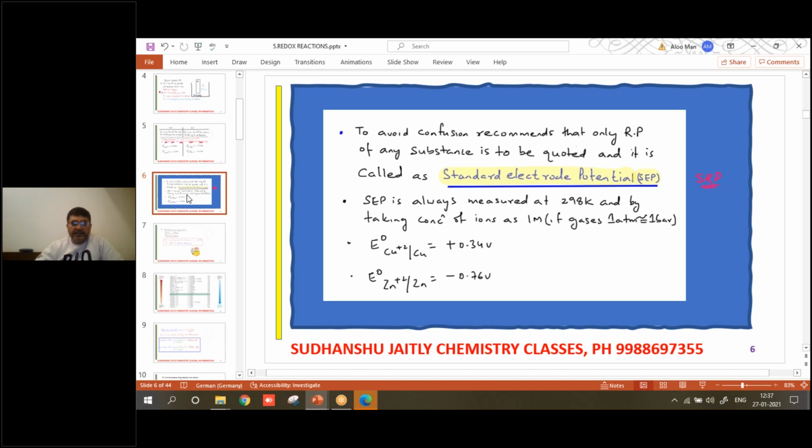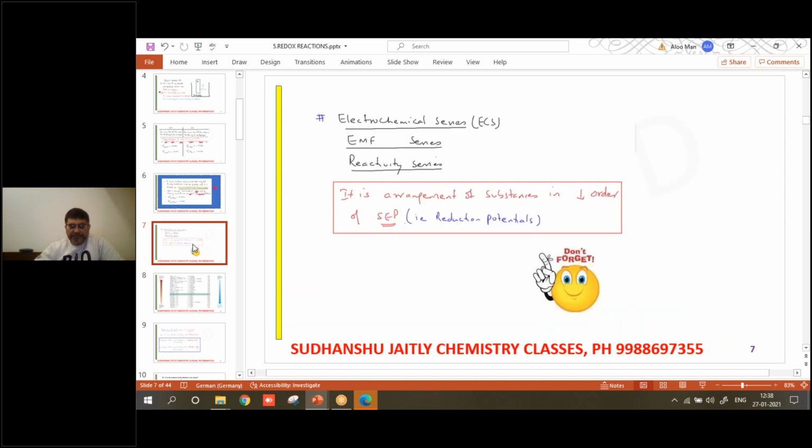That is also called standard electrode potential. This is always measured at 298 Kelvin, with the concentration of the ion at 1 molar, and if gases, at 1 bar, with respect to the standard hydrogen electrode. Now, the standard electrode potential, or conveniently SRP, standard reduction potential, can be both positive as well as negative. Any substance will have a definite fixed value of the reduction potential.